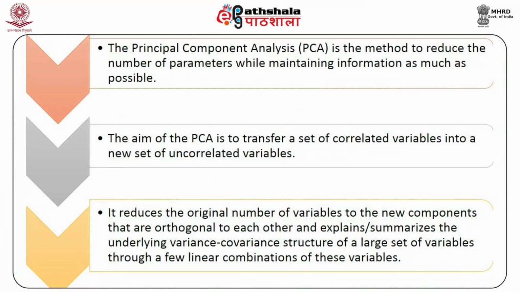The principal component analysis is the method to reduce the number of parameters while maintaining information as much as possible. The aim of the PCA is to transform a set of correlated variables into a new set of uncorrelated variables. It reduces the original number of variables to the new components that are orthogonal to each other and explains or summarizes the underlying variance covariance structure of a large set of variables through a few linear combinations of these variables.